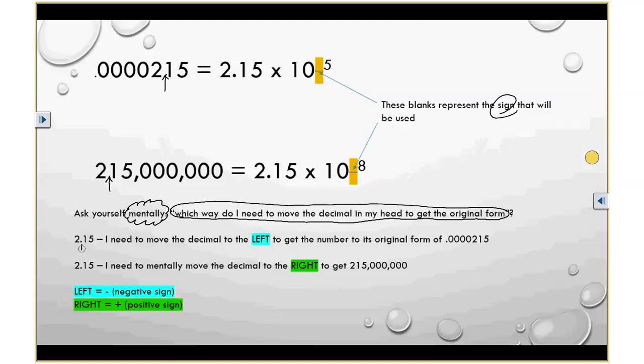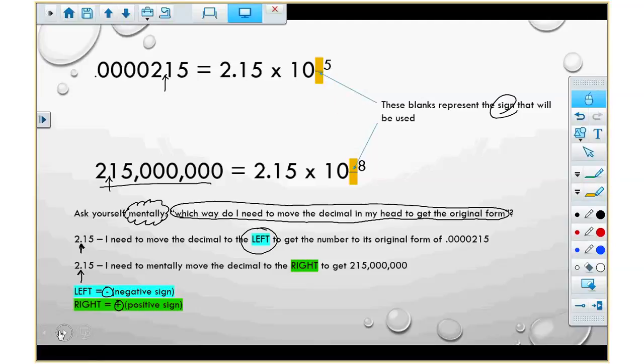Which way do I need to move this decimal in my head to get the original? To what? Yeah, right here. You're right. Yeah, left. And that makes it a what? Left means what? Negative. Which way do I move this decimal in my head to get it back the way it was right here? To the positive side, and therefore it's positive. Now, the reason I do this, and it's supposed to put them there, if it doesn't, I messed up. But anyway, yep, there it is.